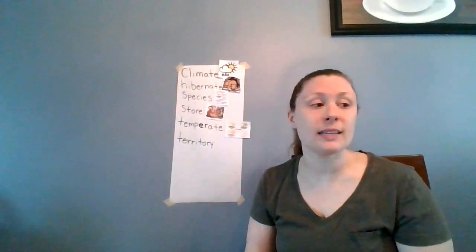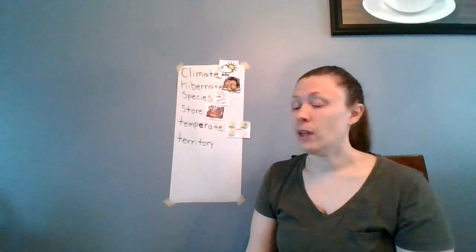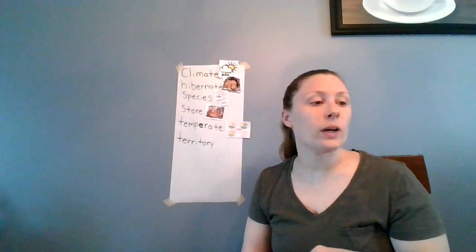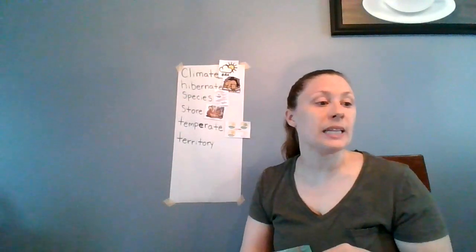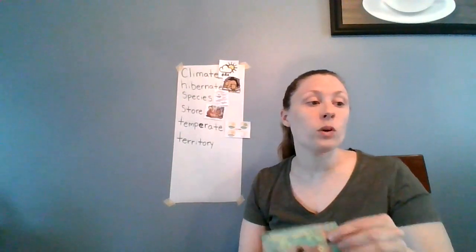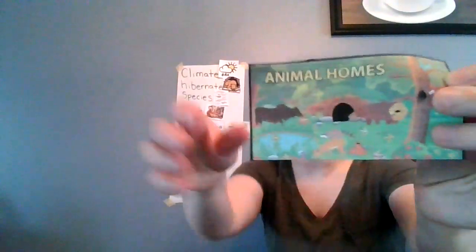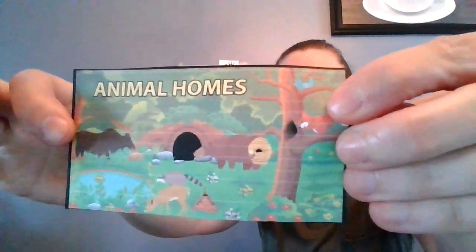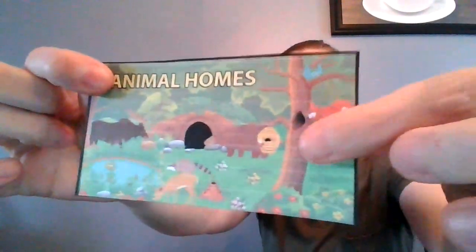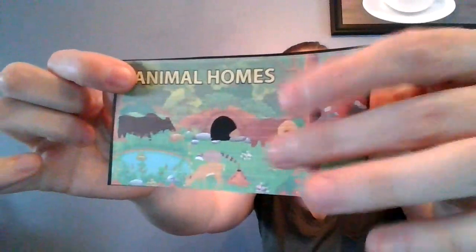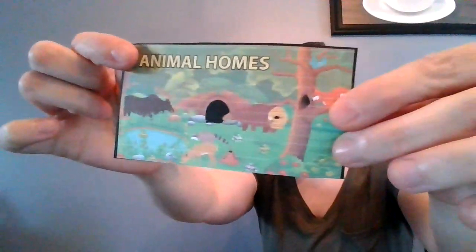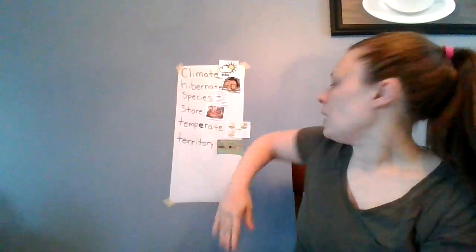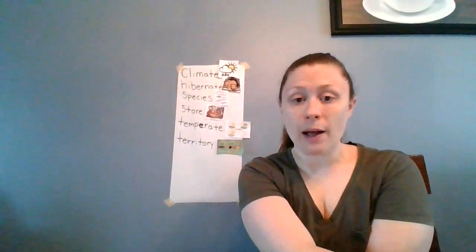And the last word is territory. Territory is a space or area in which an animal or group of animals live, and they often will not permit other animals to enter or live. So this is their animal territory. The squirrel lives up in the tree, the bear lives in the cave, and they may not let other animals live in there. So that's their territory. All right, so that is our vocab.